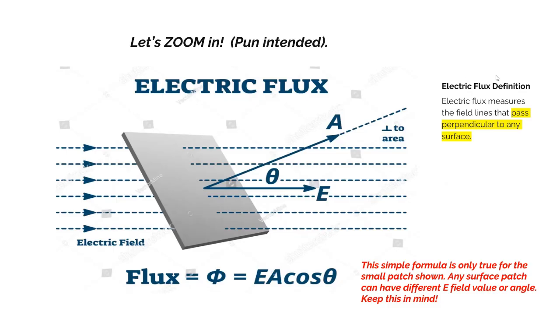I also want to point out this red comment here, that we're using this simple formula on the small patch because that's where it's valid. Remember that if it's small enough, the patch will have a constant E field and a constant angle. And that's why we have our simple formula of E A times the cosine of theta.